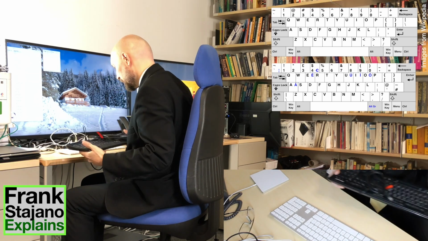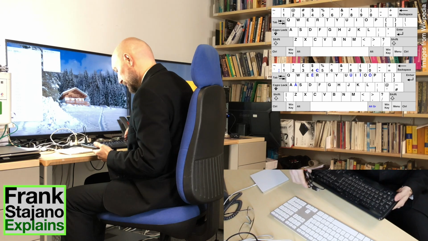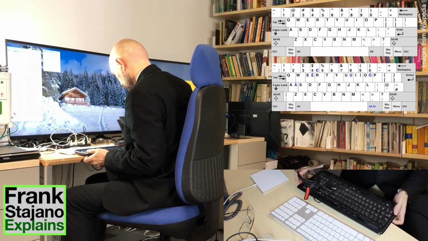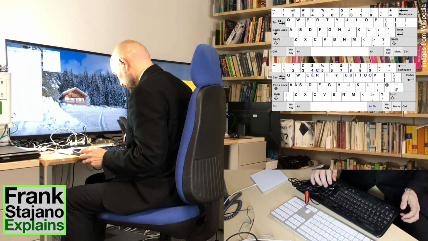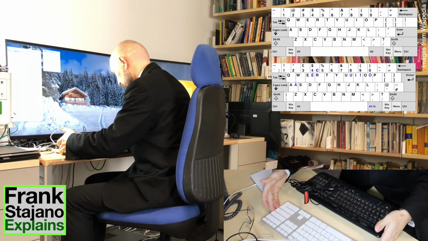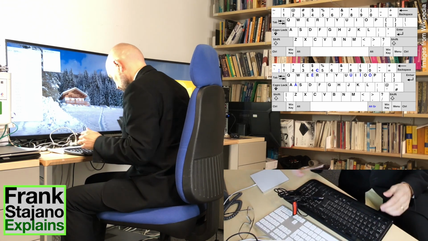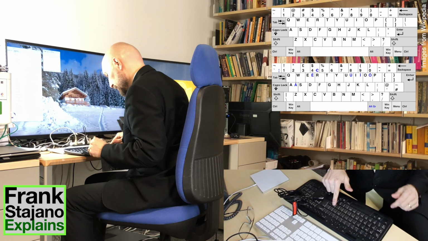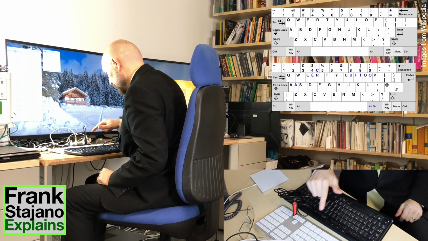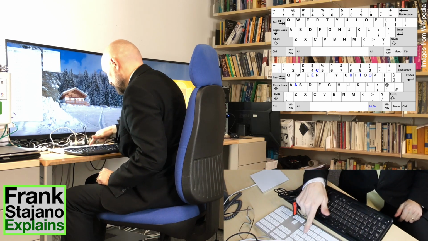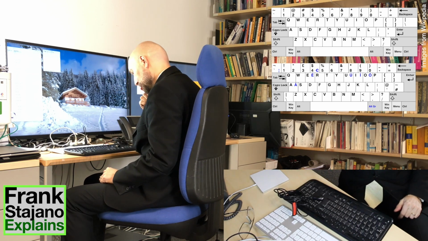So this Apple one that I have is a US keyboard, and this one over here is the UK keyboard, this rubbish plasticky one. You see the @ symbol is here and the double quote is here, whereas on the other the @ symbol is here and the double quote symbol is here.